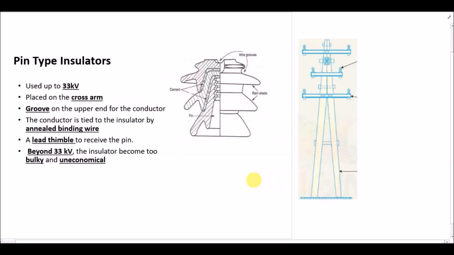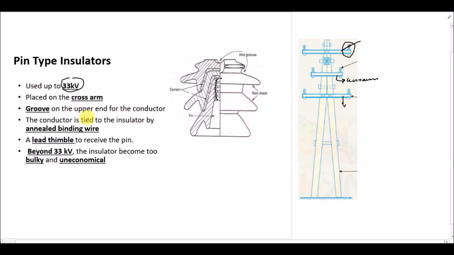Now for the different types of insulators, the first one is the pin insulator. In a pin insulator, we have a groove on the top of the insulator in which the conductor is placed. Then we have a lead thimble inside the insulator, and the pin is attached in this thimble and attached to the cross arm. It is usually used up to the voltage level of 33 kilovolt. Above 33 kilovolt, the insulator becomes too bulky and uneconomical, because if it becomes bulky, we have to make the supports stronger as well.